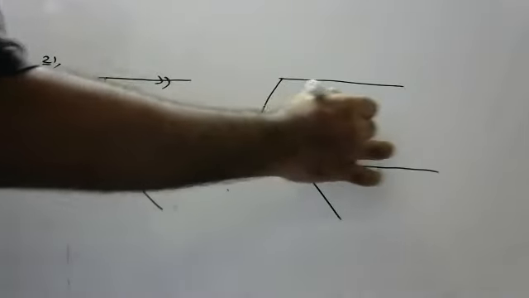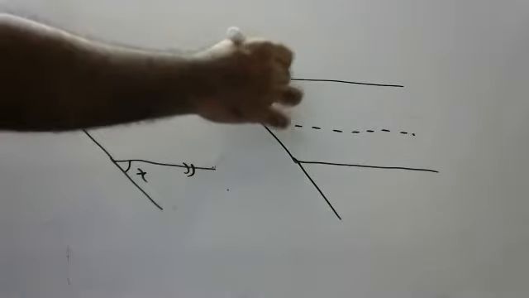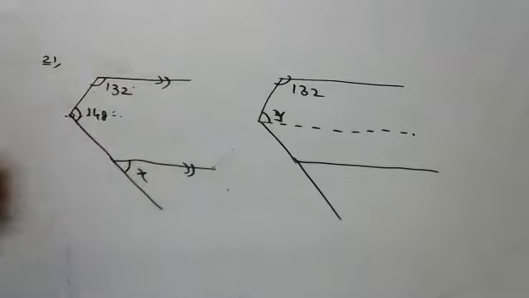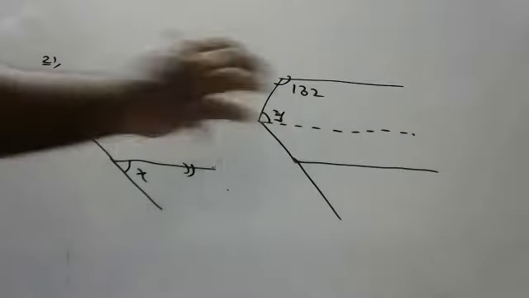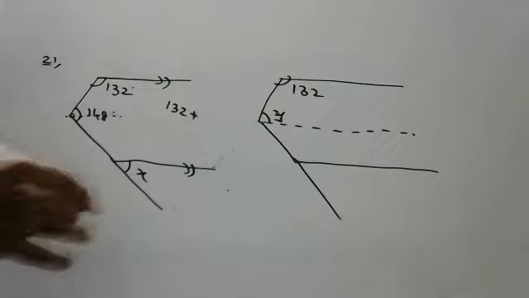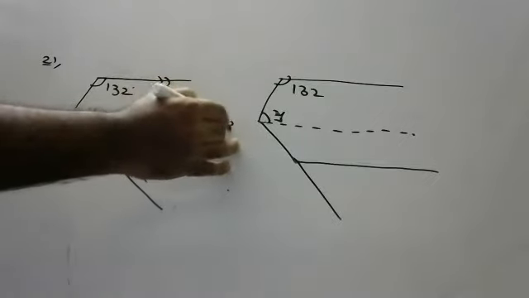Here I'm drawing. All construction should be in dots, children. If this is 132, can anyone say what will be y? 132 and y are? Co-interior angles. Co-interior angles are supplementary. Very good, Shanmugh.